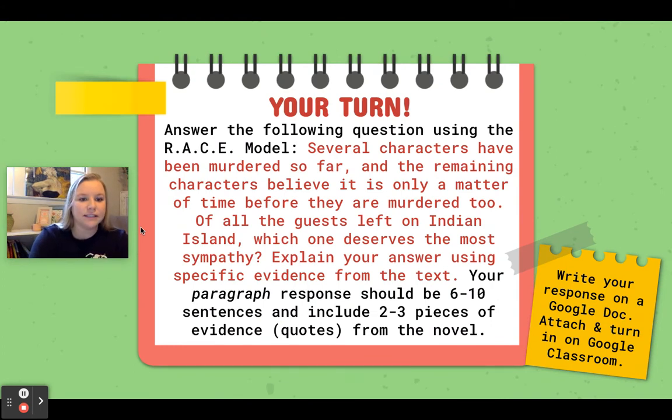So you might want to consider their suspicious pasts. You might want to consider their actions so far in the book. How do they treat other people? Have they shown any remorse? Why or why not? Yada, yada, yada. Just some stuff that you can consider. All right, and that is it for the R.A.C.E. model for answering short answer, 1 paragraph questions.